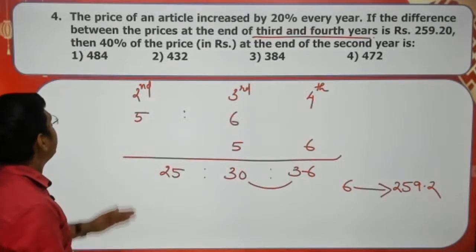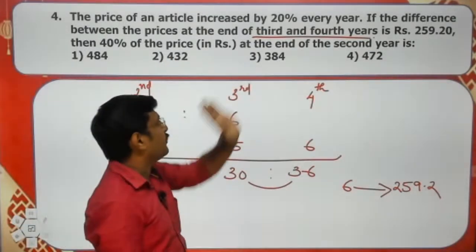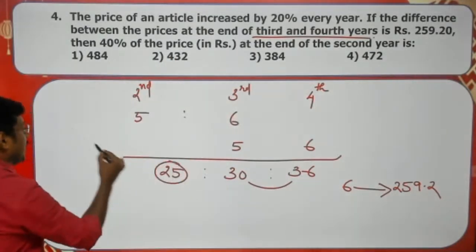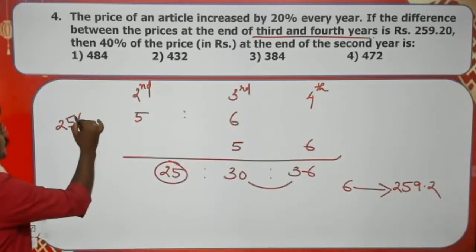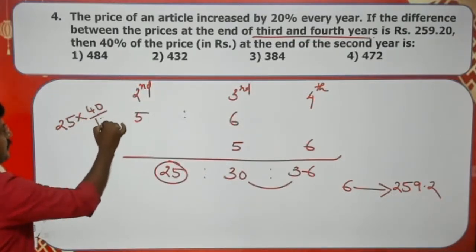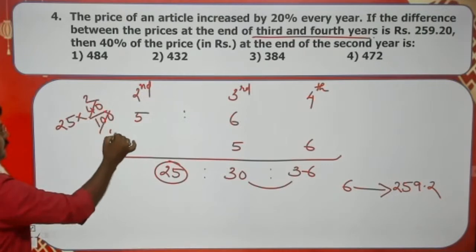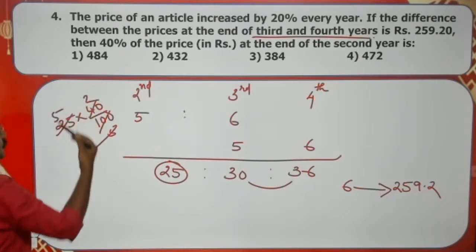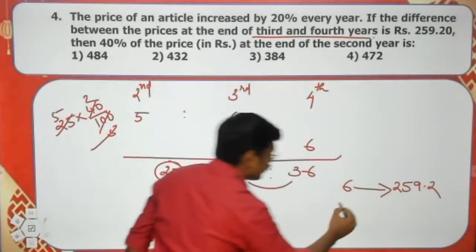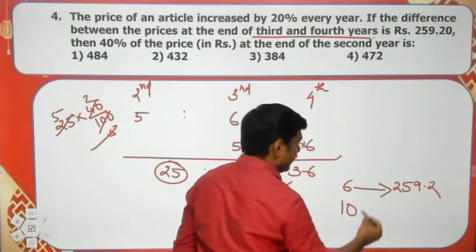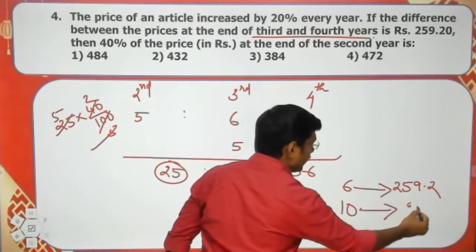What we need to find is 40% of the price at the end of the 2nd year. At the end of the 2nd year it was 25, so 40% of 25. That is 40 by 100 of 25. We know 2 by 5, and 5 times, so 5 into 10, that is 10. So 40% of 25 is 10.